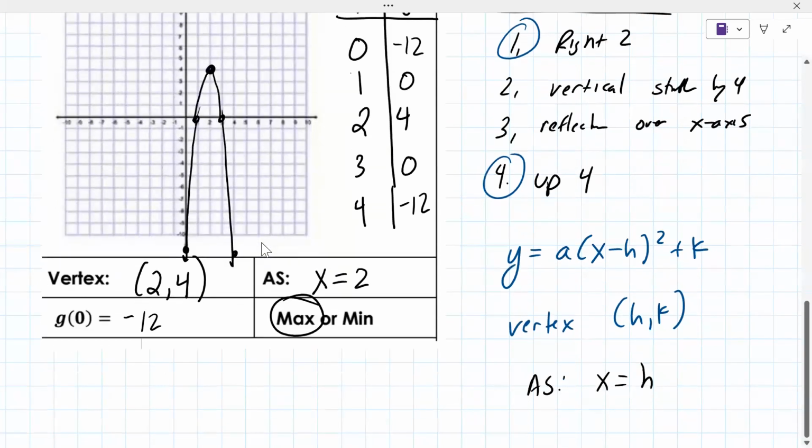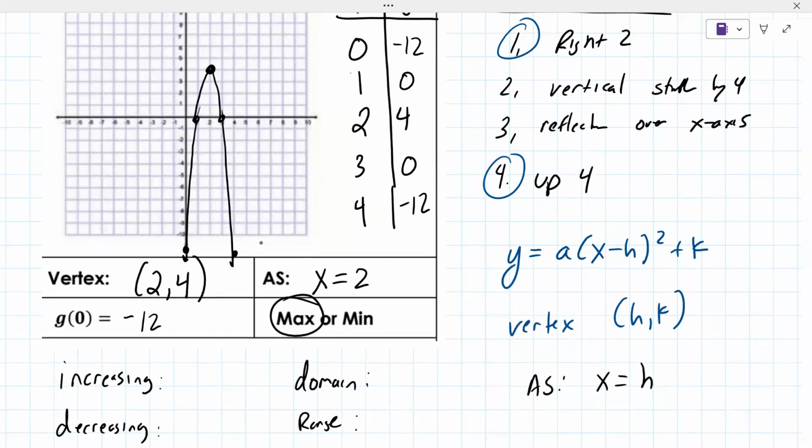You will sometimes, and I don't know if this is upcoming, be asked for increasing and decreasing domain and range. We don't have to do them here, but keep in mind that is a possibility.